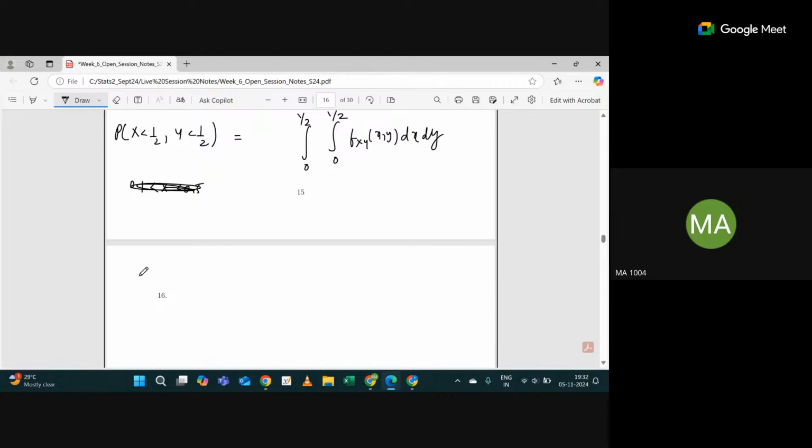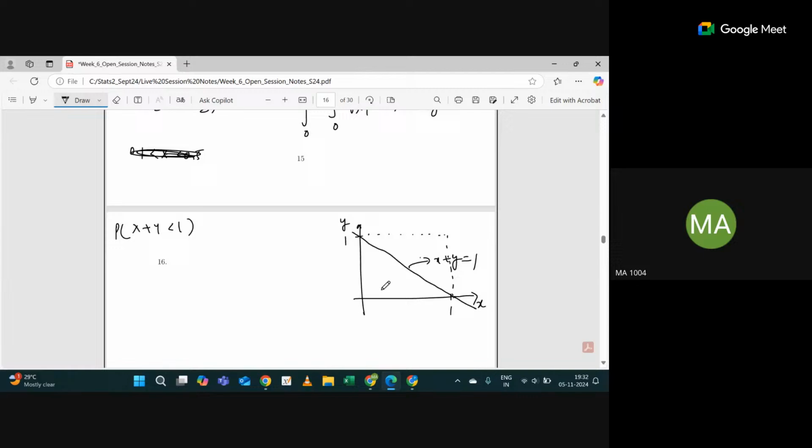Let me ask you, what is the probability that x plus y is less than 1? So again, what will be the area? This is my x, this is my y, this is 1, this is 1. So this is my total support. And what is x plus y equal to 1? Some sort of this. So this is the x plus y equal to 1 line. This is my area in which we are interested.